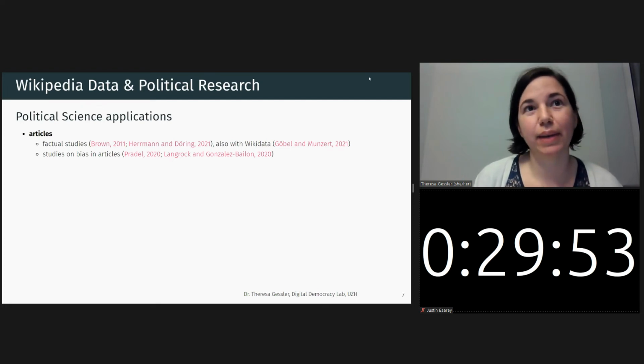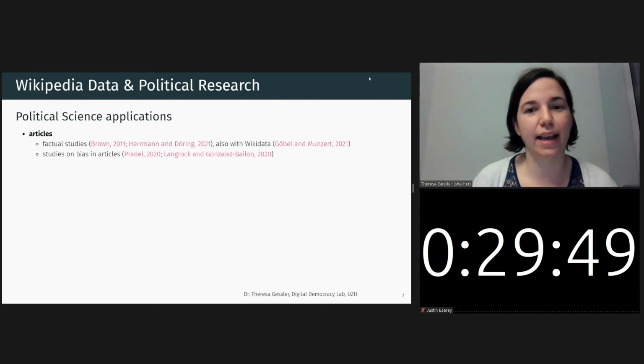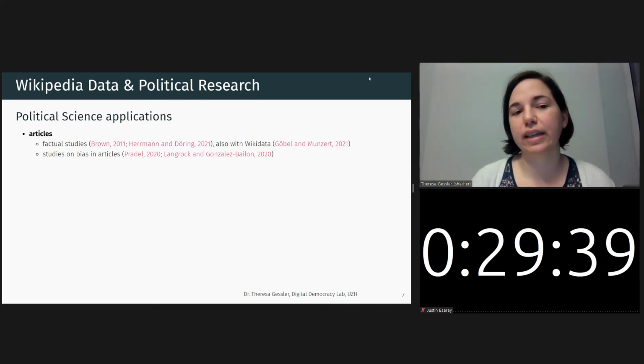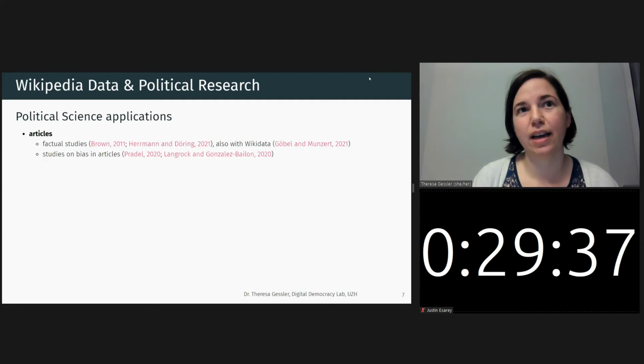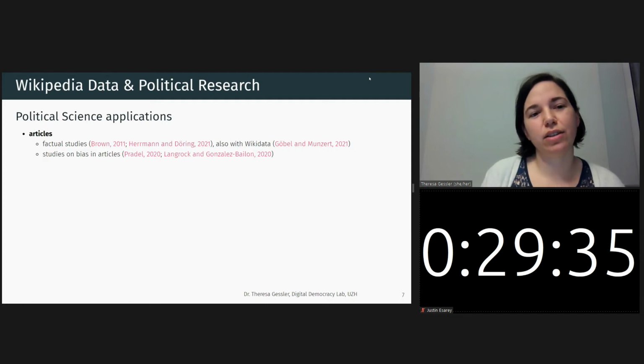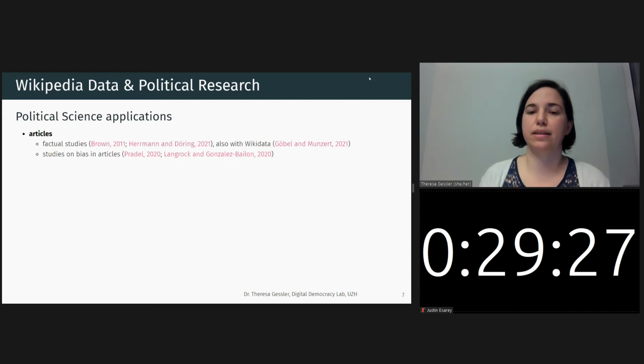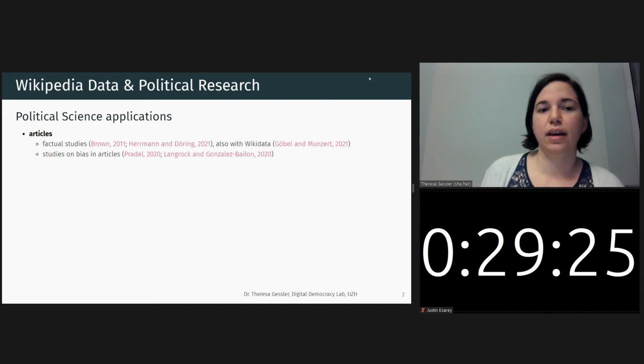Articles have basically been a subject of research in political science for quite a while. I would say that originally much of this research was factual. So basically there were assessments: how correct is Wikipedia? Can we use it to gather knowledge on politics? Recently, I think a lot of this research is moving over to Wikidata, which is basically a structured version of Wikipedia that can more easily be read by machines.